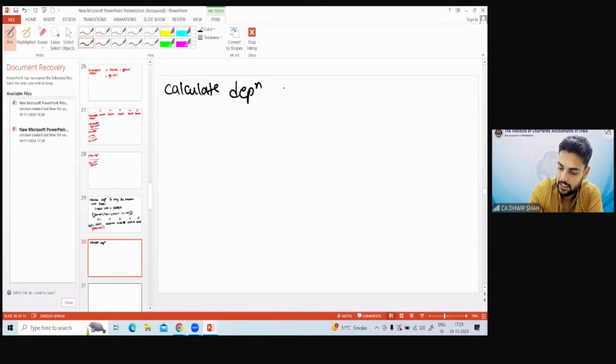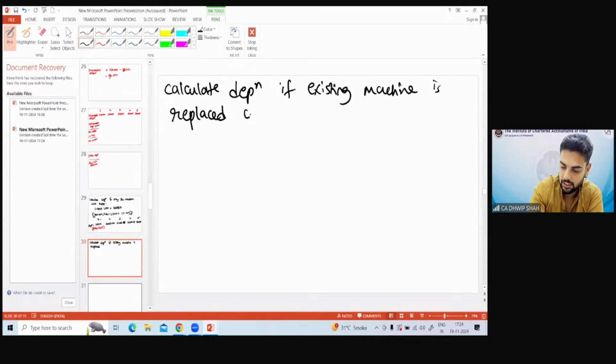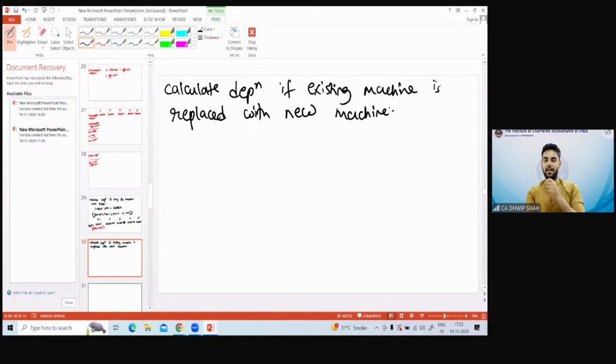Now, let's calculate depreciation if the existing machine is replaced with the new machine. Now see what would happen. First of all, depreciation. Now we have to visualize. Now just visualize. I have replaced the old machine with the new machine. See now how block of assets depreciation is calculated.